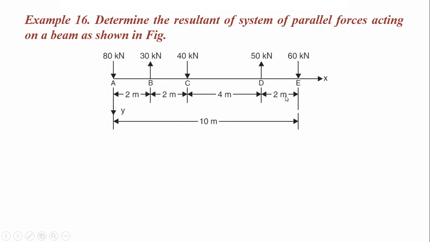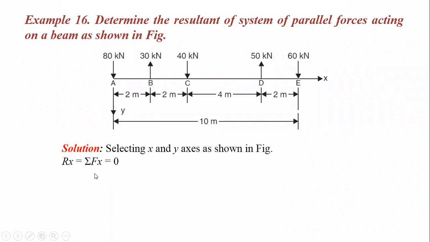We have to find the resultant of these 5 forces and the location of that resultant, either from point A or from E. Let us see one by one. Select x and y axes as shown in the figure. Let us consider this one as the x axis and the vertical as the y axis. First, take the summation of all horizontal forces, summation Fx. There is no horizontal force, so summation Fx will be 0.